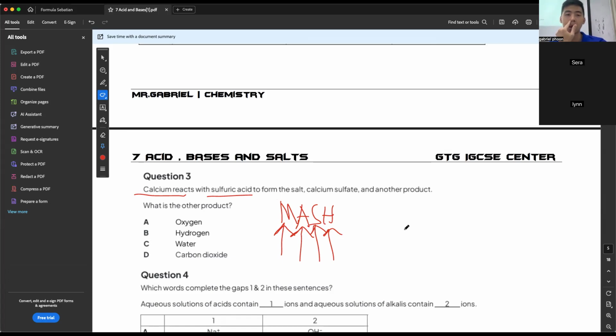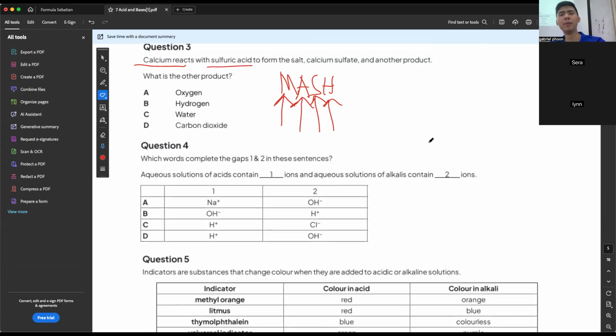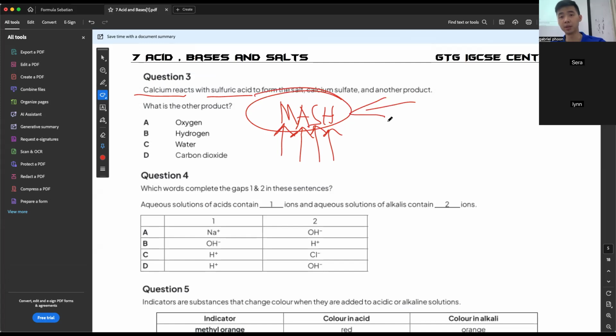Water. Yes. Water is for alkali and acids. Only neutralization will form water. Anyone else say any question just now? You need to remember this, because this comes out in your exam very, very often. MASH: metal, acid, salt, hydrogen.